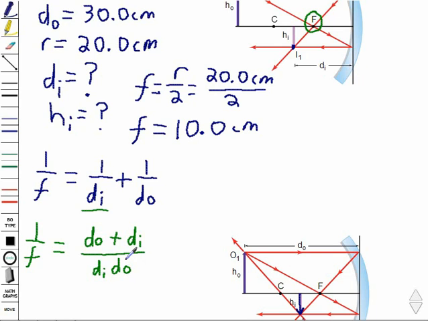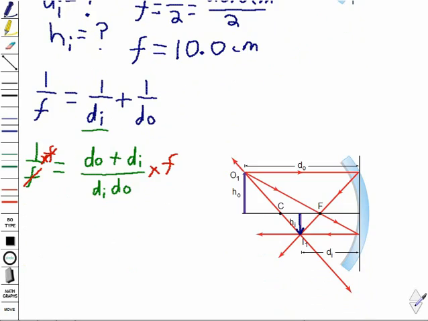The next step, then, we want to get rid of these fractions. So I'm going to multiply both sides by f to get rid of the f, the focal point. When I do that, I'm going to get f divided by f, which is equal to 1. And we'll get do plus di over di times do, and all of that will be multiplied by f.